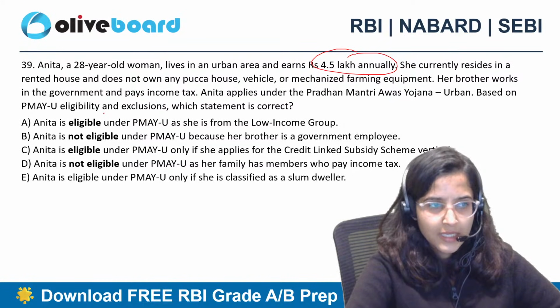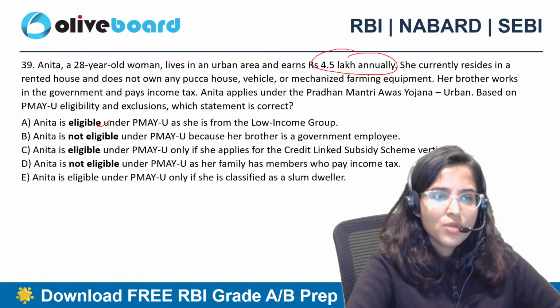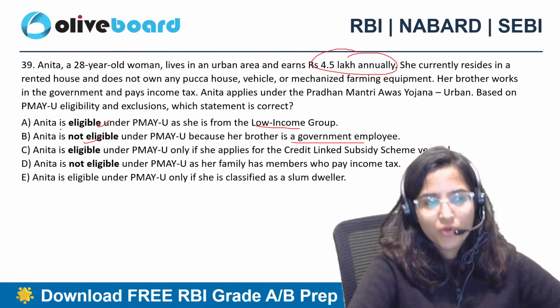Which statement is correct? Anita is eligible under Awas Yojana Urban as she is from low income group. Anita is not eligible under Awas Yojana Urban because her brother is a government employee.